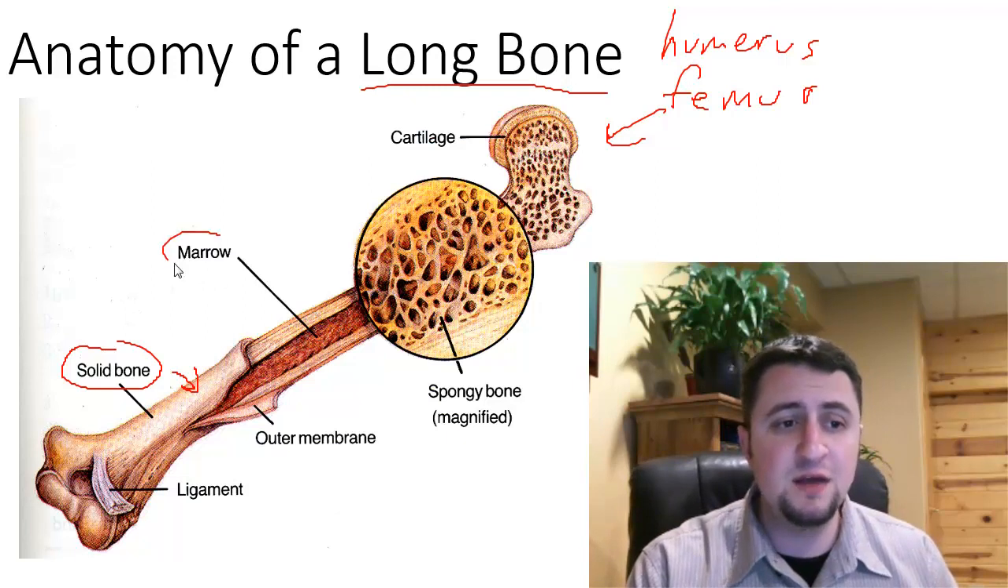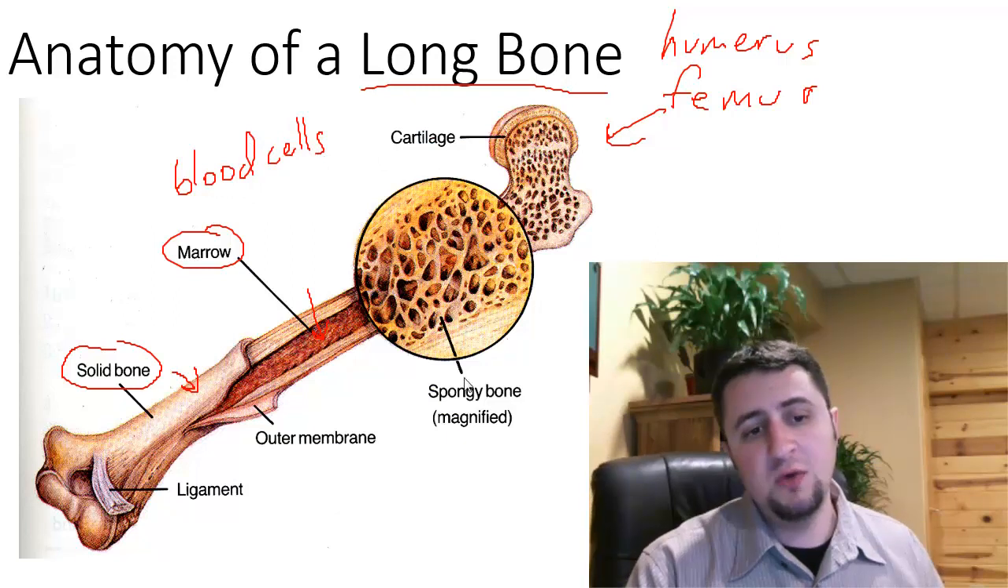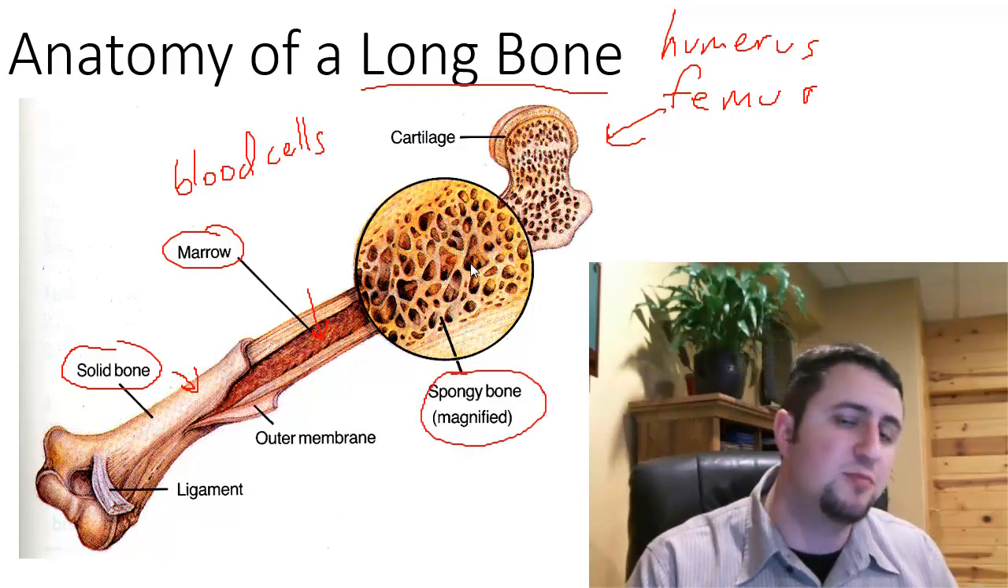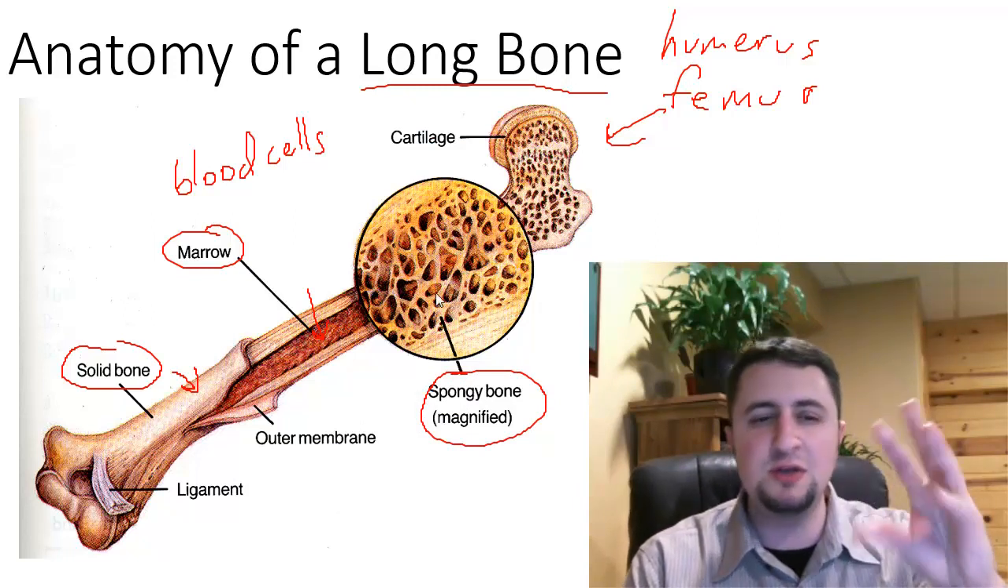Then on the inside of your bone, you have bone marrow. That is a place where we produce blood cells. Blood cells are made in the marrow. And then you also have spongy bone. Now you may be wondering, why is your bone spongy? Well, it's not necessarily spongy like it's squishy, it's just very porous.